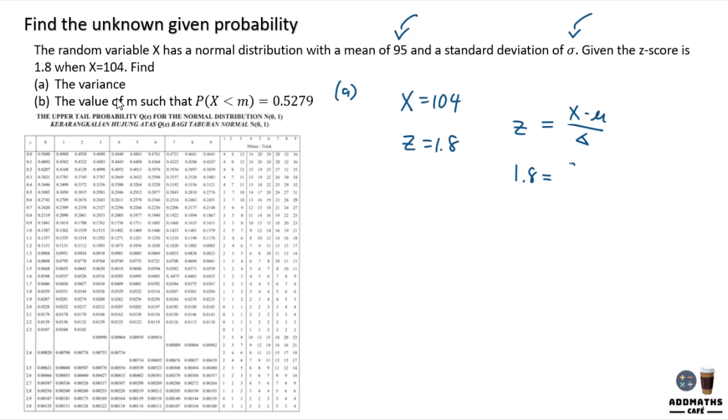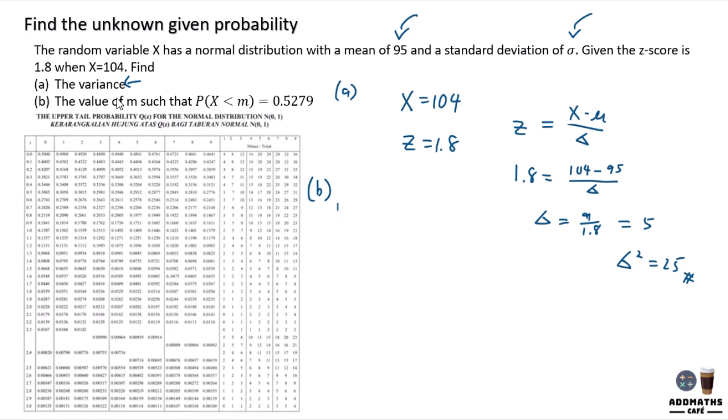Your X will be 104, I'm sorry. So your X, 104, minus your mean, which is 95, divided by your standard deviation. You do not know the standard deviation, so you can simply bring 1.8, exchange these two places to the other side, and you get your standard deviation as 5. In this case, you are required to find the variance. So just square it and you get 25 as your variance.